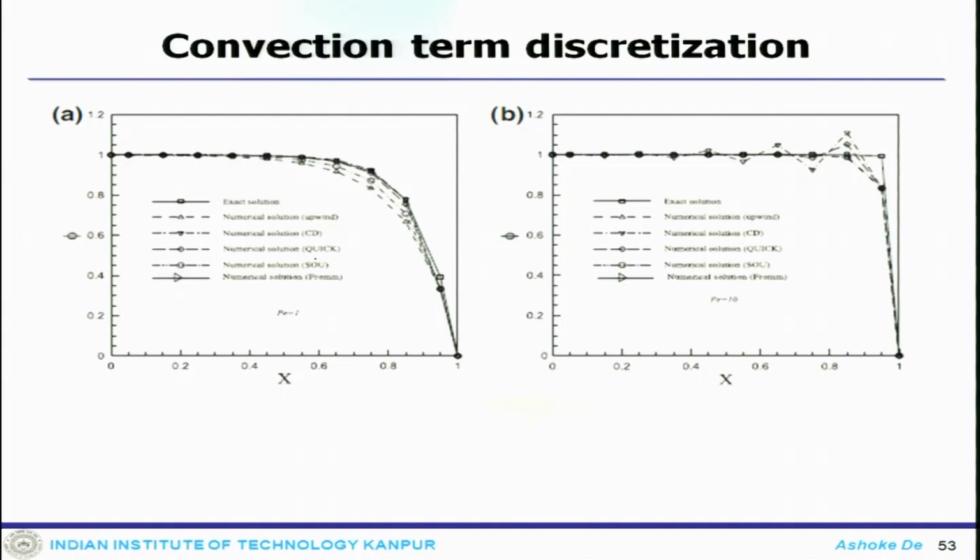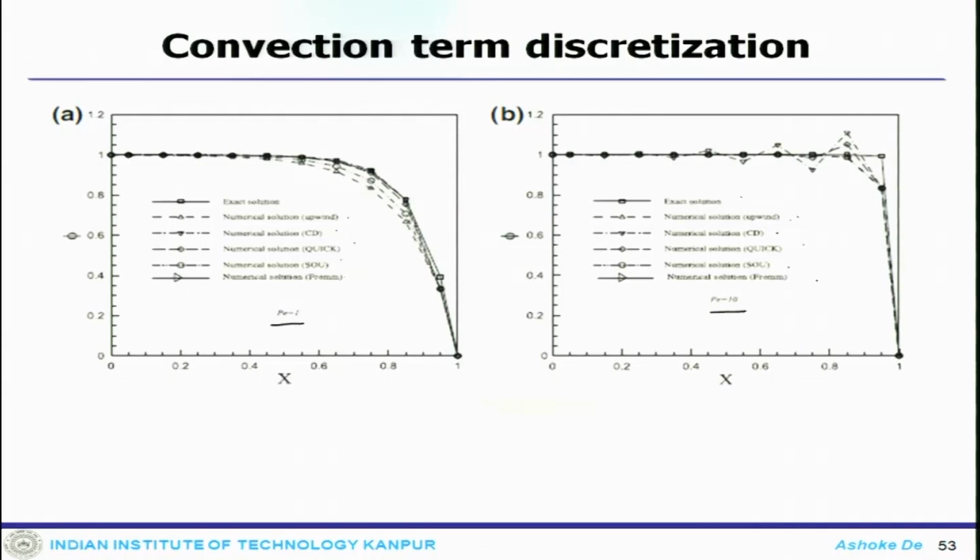So, if you put them together and plot, then you see these two curves for varying Peclet number. This is Peclet number 1 and this is Peclet number 10, and if you plot all the schemes against the exact solution or the analytical solution, you get upwind, CD, QUICK, second order upwind and Fromm scheme.